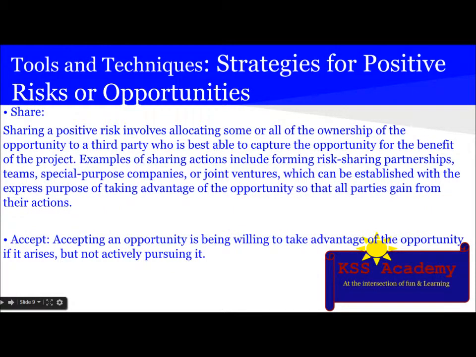The next action is share. Sharing a positive risk involves allocating some or all of the ownership of the opportunity to a third party who is best able to capture the opportunity for the benefit of the project. Examples of sharing action include forming risk sharing partnership teams, special purpose companies or joint ventures which can be established with the express purpose of taking advantage of the opportunity so that all parties gain from their action. Accept: accepting an opportunity is being willing to take advantage of the opportunity if it arises, but not actively pursuing it.